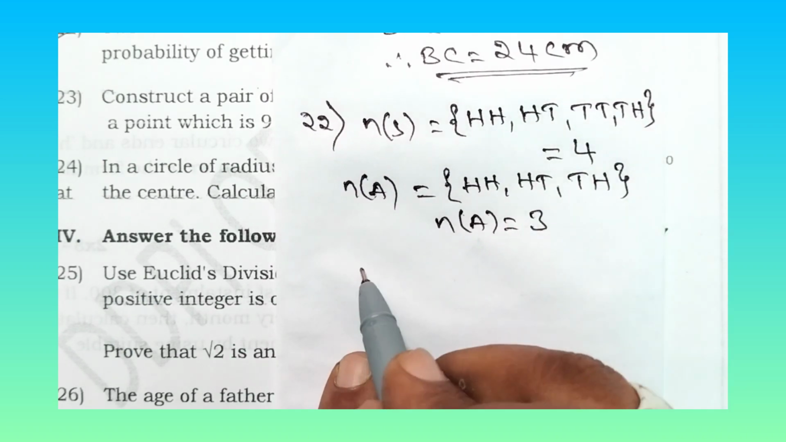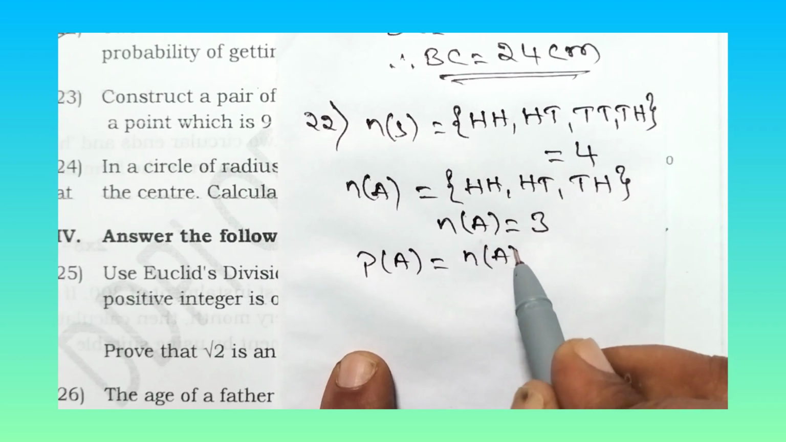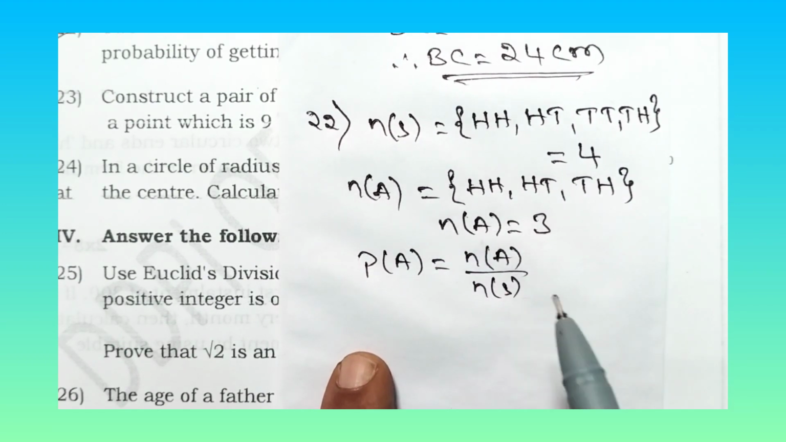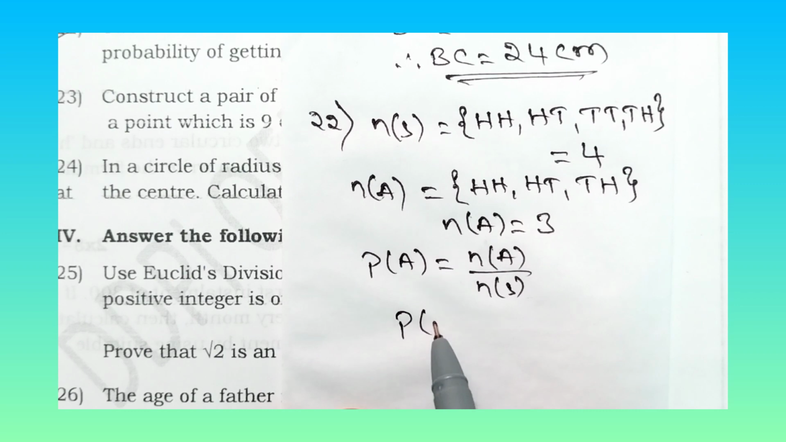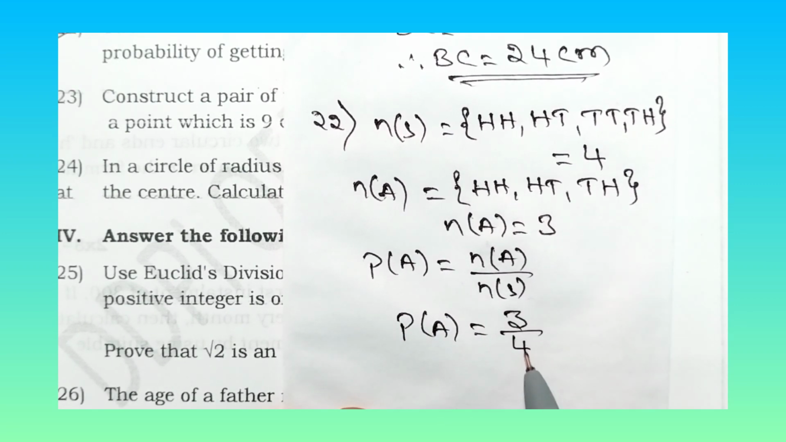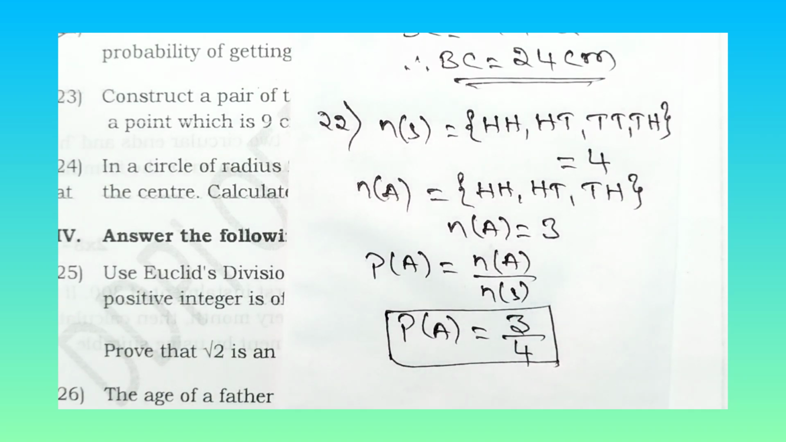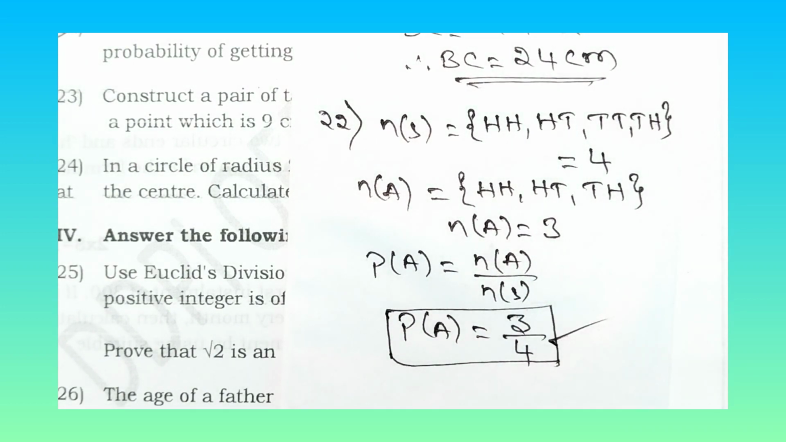Now let us find out the probability P of A. P of A is equal to N of A divided by N of S. So P of A is equal to N of A, that is 3, N of S, that is 4. Therefore, the probability of getting at least one head is 3 by 4. So like this we have to solve the 22nd question.